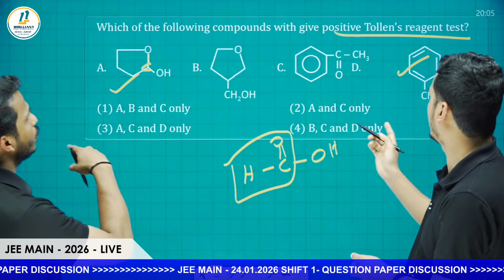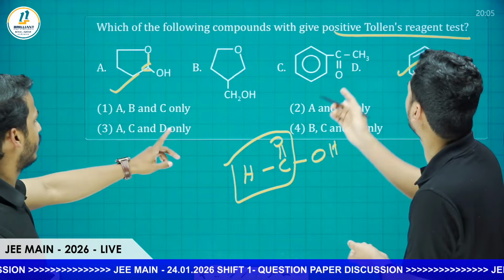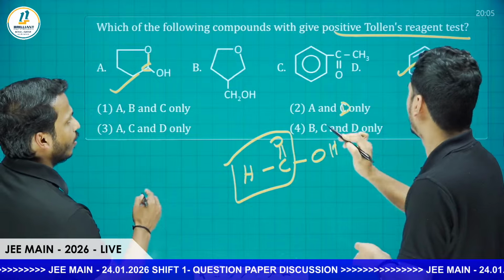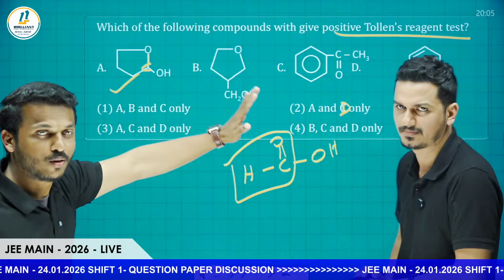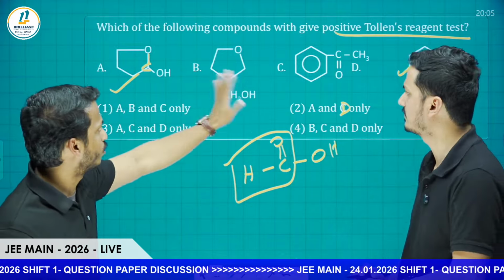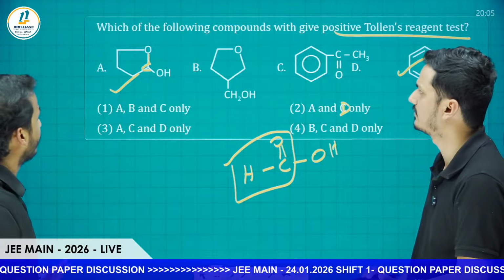So which option is giving the positive Tollens test? I think there is a mistake in the option. A and D only, okay. Yes, that's A and D, not C. B and C should not give. A and D only.